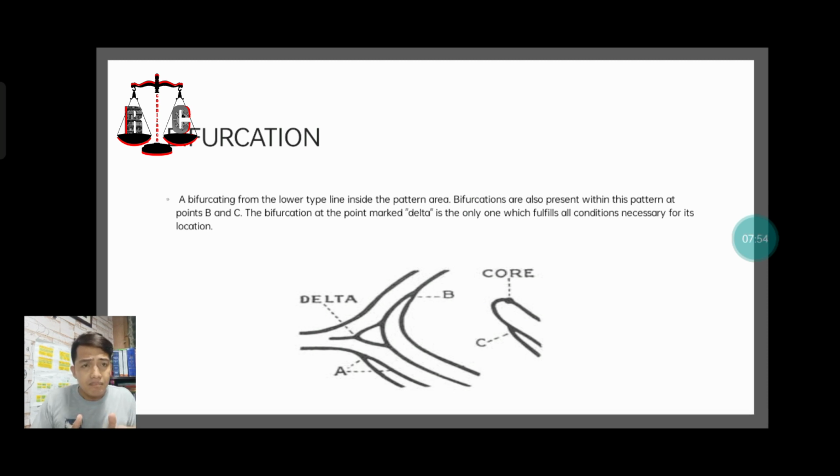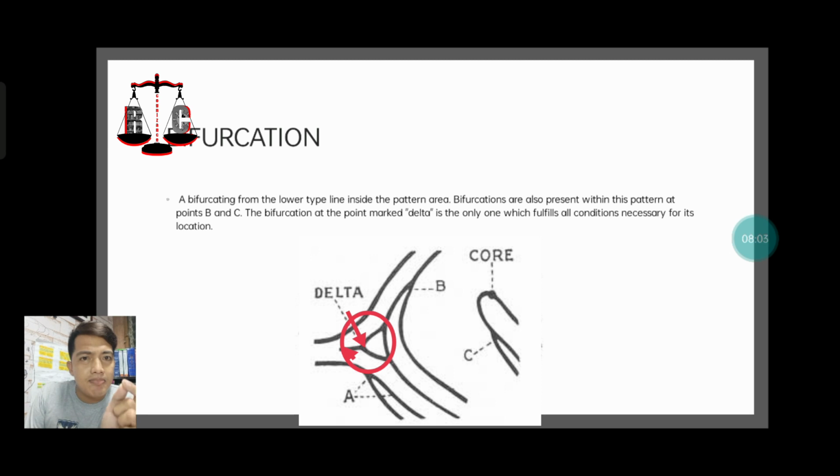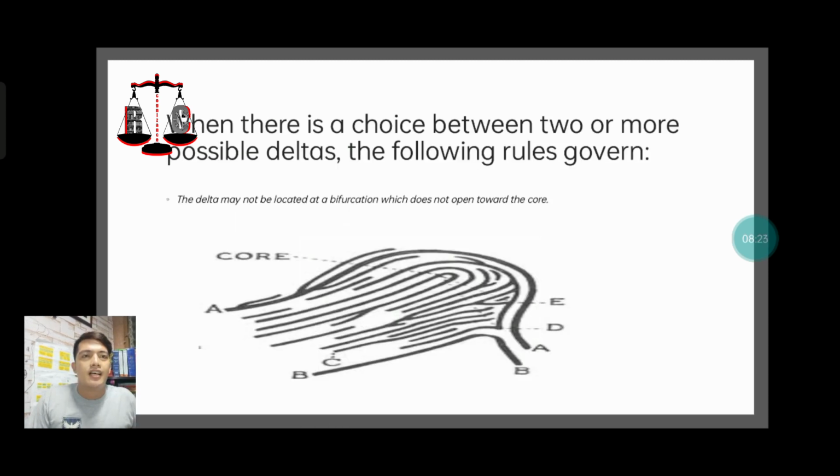Now, kung imuhang makita, kini siya is an example of a bifurcation. Since example nimo siya is a bifurcation, tan-aw nimo ang tunga-tunga sa pagbuwag sa imuhang bifurcation, nga naagi siya duol sa imuhang divergence sa imuhang type lines para imo siyang gamiton as your delta. So nakuha. Now let us proceed.